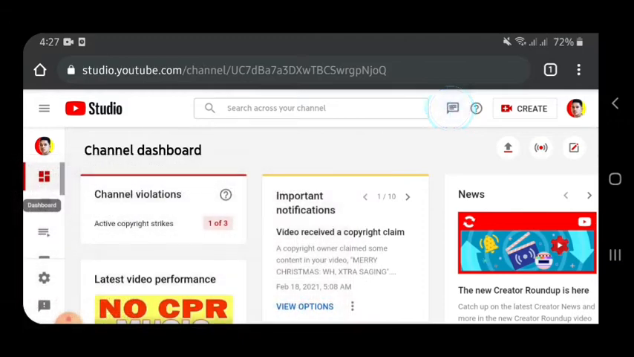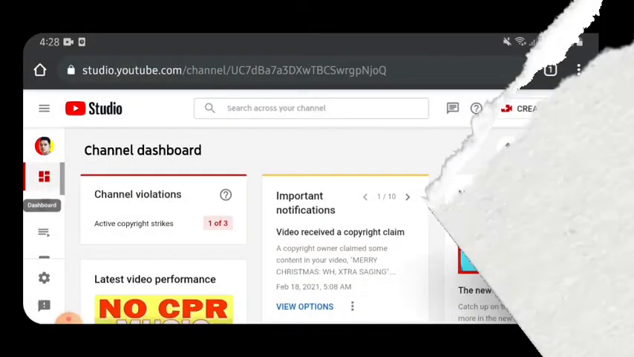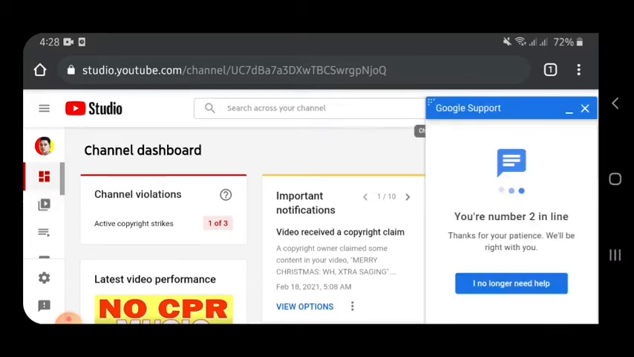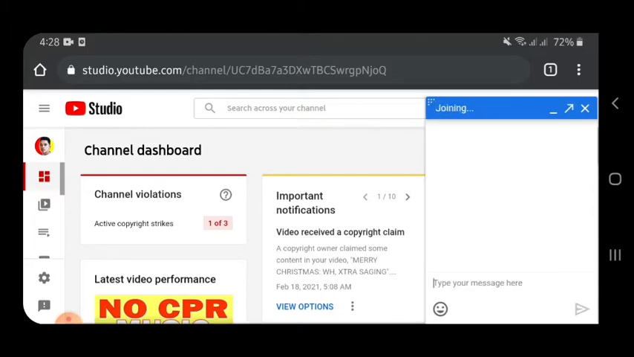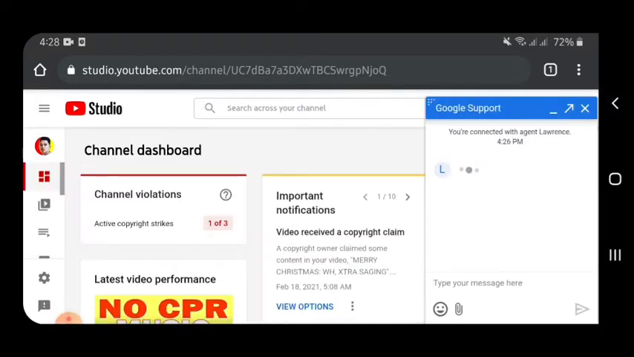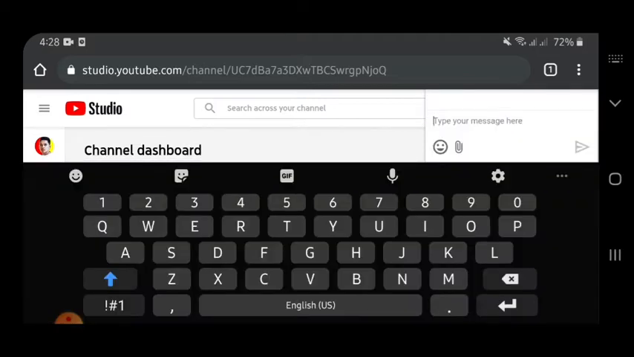The chat support is only seen if you open your YouTube Studio and your dashboard. So just click the button and this one will pop up, your Google support. You will be greeted by an agent of Google. In my case, I am connected with Agent Lawrence. He said, "Hello there." So you can just ask questions about the YouTube Partnership Program.